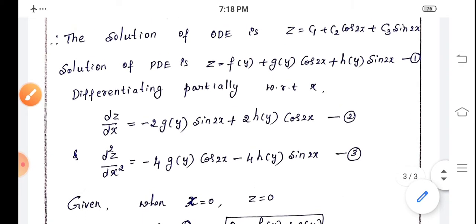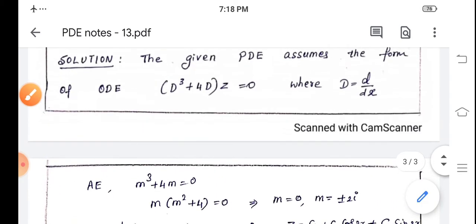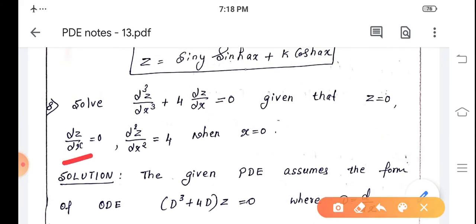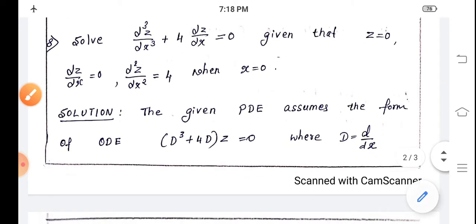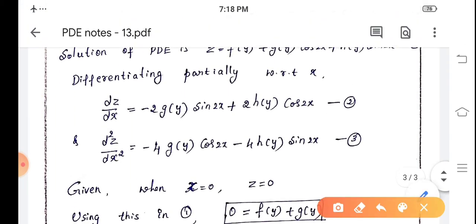Now we write the solution of the partial differential equation as z is equal to f of y plus g of y cos 2x plus h of y sin 2x. Take it as equation 1. Then to apply the initial conditions, we need ∂z/∂x and ∂²z/∂x², so we shall find the partial derivative of equation 1 with respect to x and the second order partial derivative of z with respect to x.